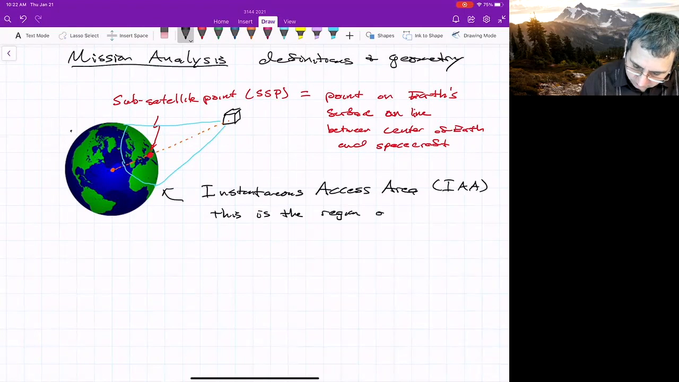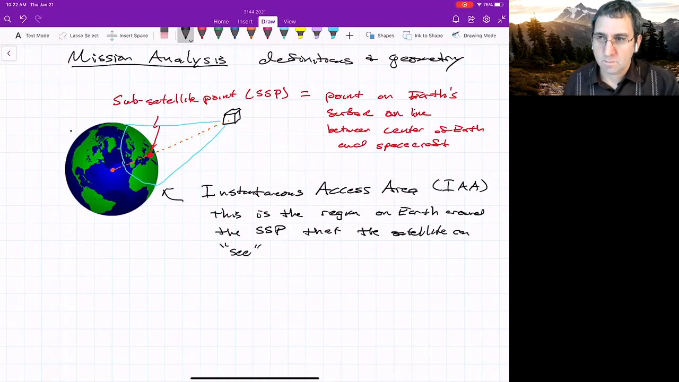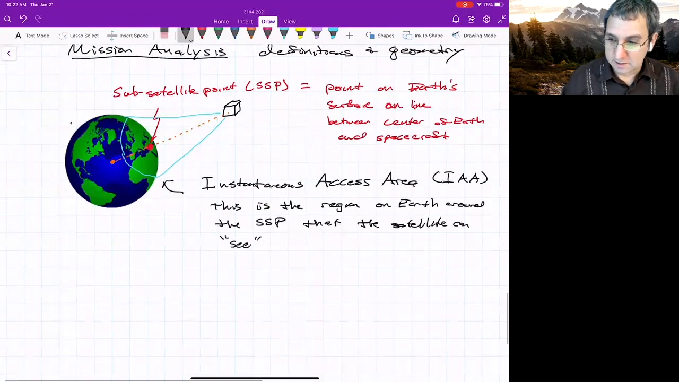This is the region on Earth around the SSP that the satellite can, quote, "see." And the size of that area is going to be a function of the altitude of the spacecraft. The actual part of the Earth you're seeing is going to be a function of where that sub-satellite point is in terms of latitude and longitude. And that's that.